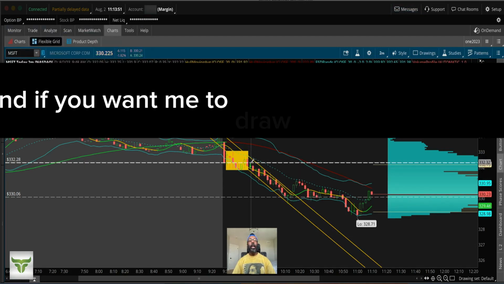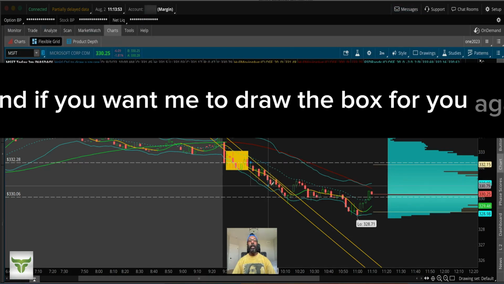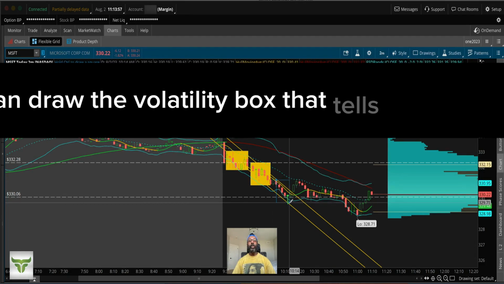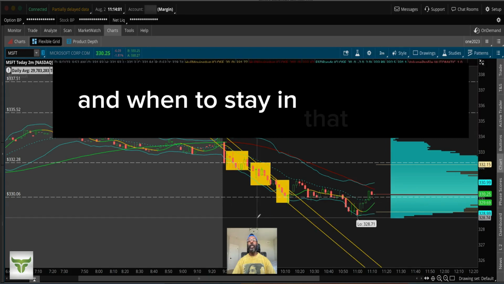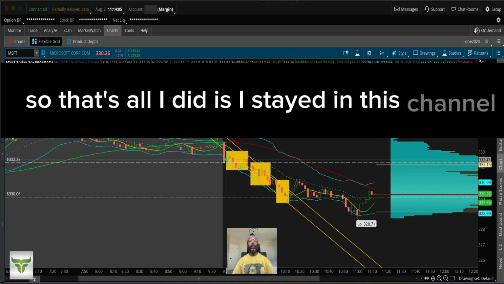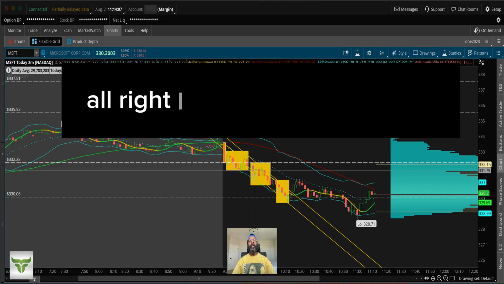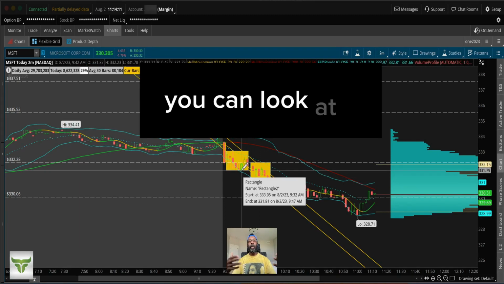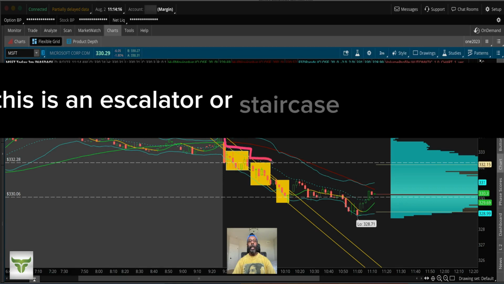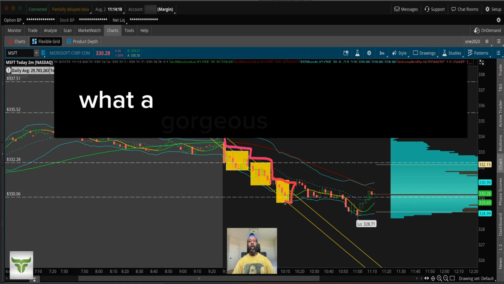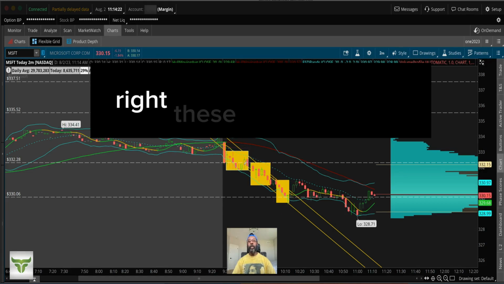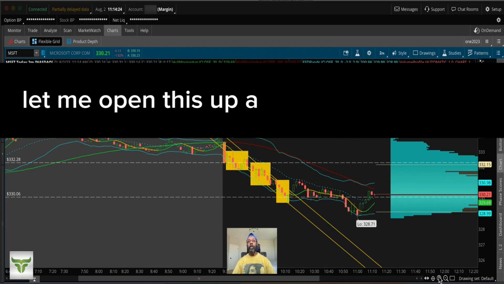And if you want me to draw the box for you again, I can draw the volatility box that tells you what to do and when to stay in that channel. So that's all I did, is I stayed in this channel, because this algorithm, you can look at it, it's stair stepping down. This is an escalator or a staircase to the downside. What a gorgeous, beautiful move. And this right there was the low, right? These are lower lows. Let me open this up a little bit more for you.